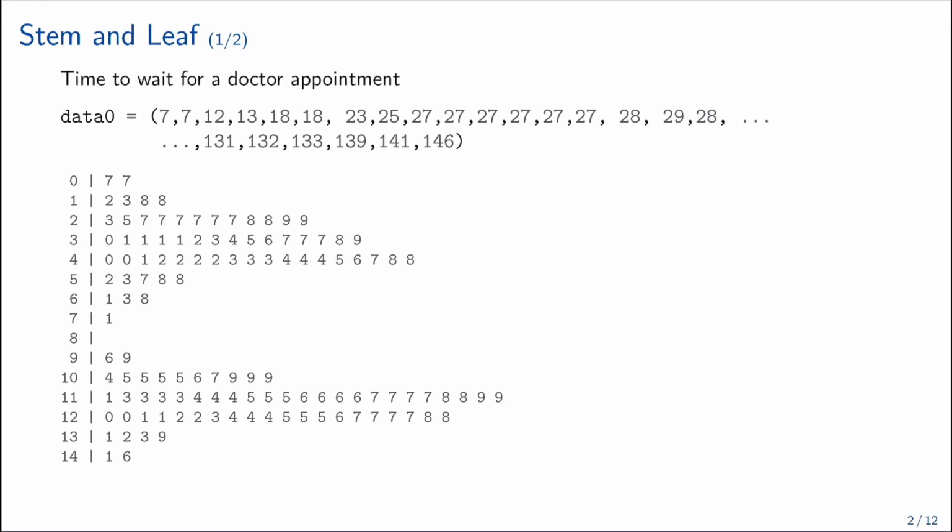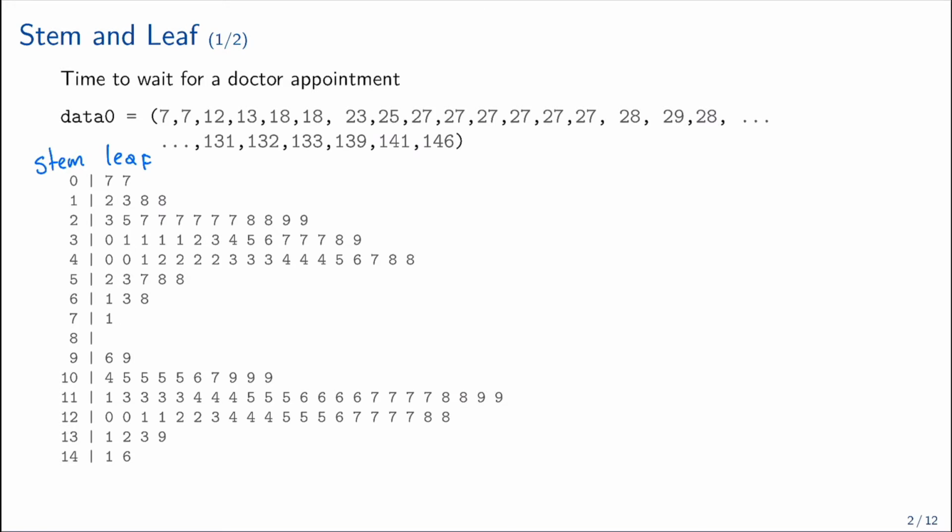So for example, we would like to see how many patients have to wait between 0 and 10 minutes, how many of them have to wait 10 to 20, 30 to 40, and so forth. The best way to classify this data is to have the tens represent the stem, and the ones represent the leaf.